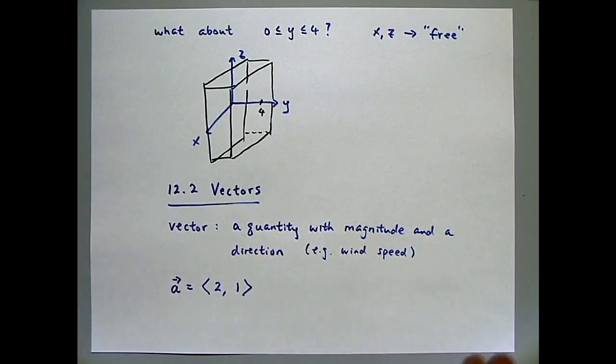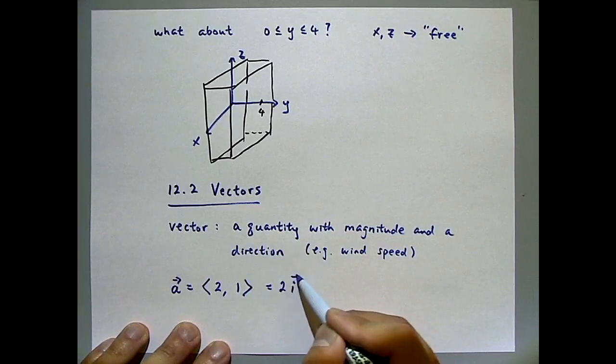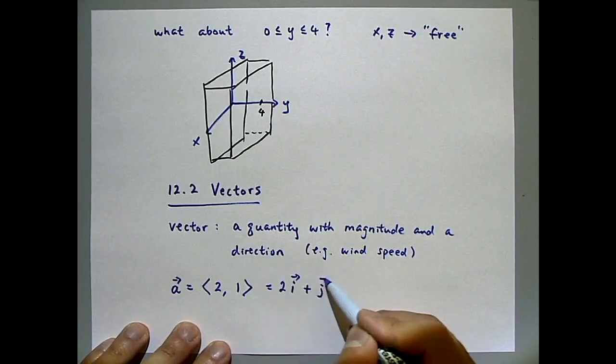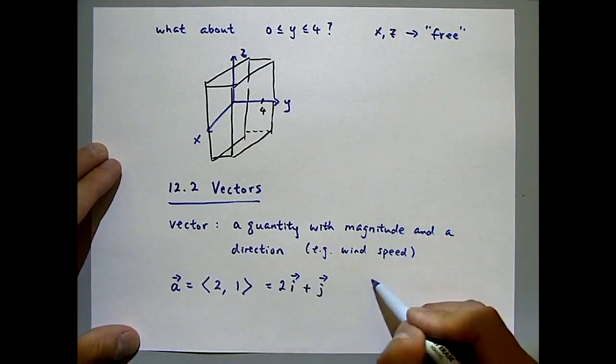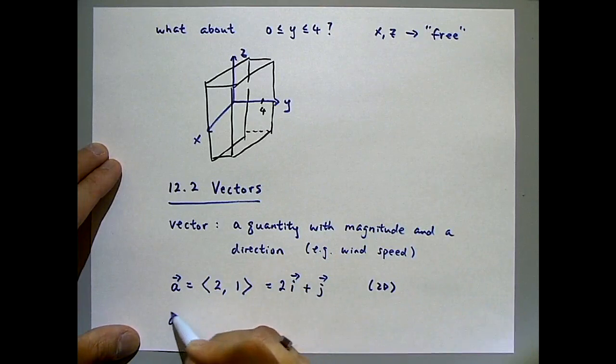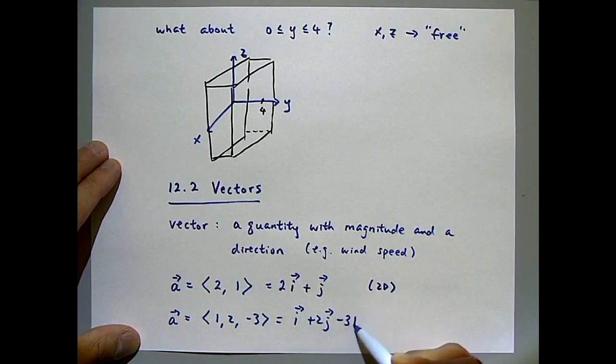So a 2-dimensional vector might look something like this, 2, 1. And remember, another way to write that is to use the unit vectors i and j. Right? Remember seeing this? Yep. And a 3-dimensional, so this is a 2D. A 3-dimensional vector might be 1, 2, minus 3, for example. And that we often write as i plus 2j minus 3k.